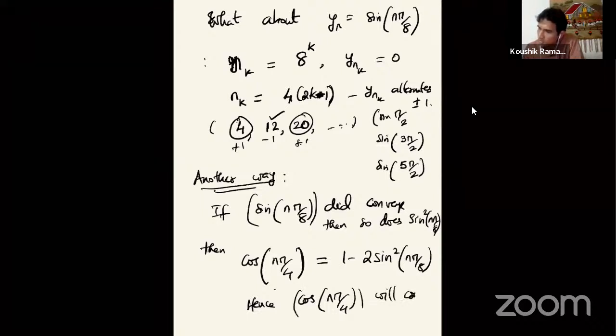Is that clear to everyone? If we suppose that sine of nπ/8 converges, by the algebra of limits the sequence of squares, sine squared nπ/8, will also converge. And we have this algebraic identity between cosine 2θ and sine θ, which is this. So if sine squared nπ/8 converges, this will converge. And this is a constant sequence 1 that also converges. So cosine of nπ/4 will converge.